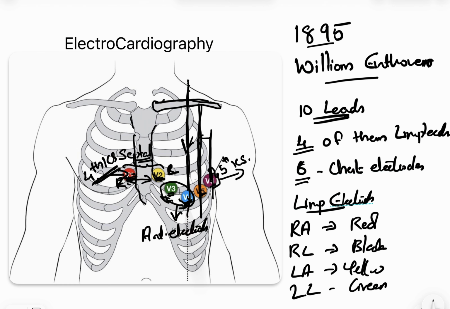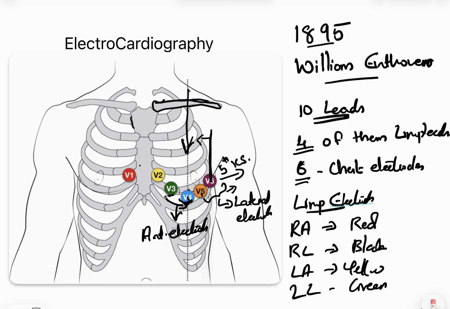V3 and V4 are anterior electrodes, and V5 and V6, which move towards the left side of the body, are to the side, so they are called lateral electrodes. Okay, so what are the septal electrodes? V1 and V2 are the septal electrodes.